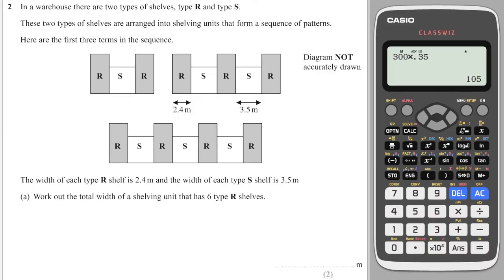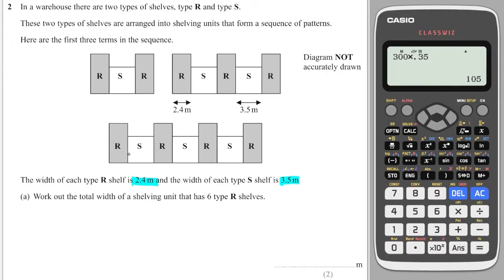Next one is a bit of a weird one for question 2. You've got these types of shelves R and S, and these two types of shelves are arranged into units, forming a sequence of patterns, and here are the first 3 in the sequence. And then the width of R is 2.4 and the width of S is 3.5. Work out the total width of shelving that has 6 R's.